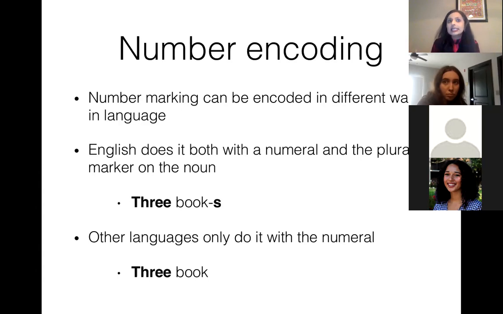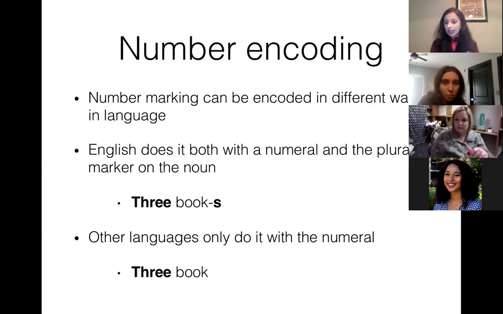So in some sense, English plural marking is redundant, right? You don't need to mark plural twice, but you do anyway. So that's 3 books. But some other languages only do it with the numeral. There's no plural marking on the noun itself. So, 3 book. My mother tongue, Malayalam, is an example of a language that actually does this.